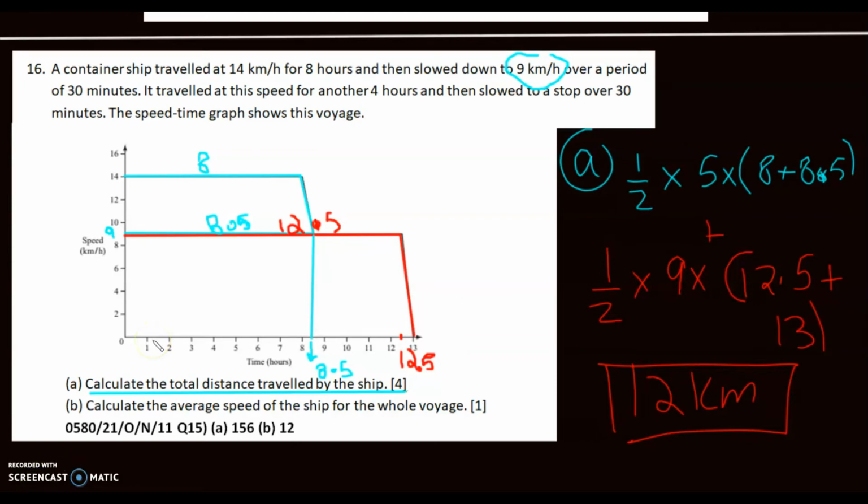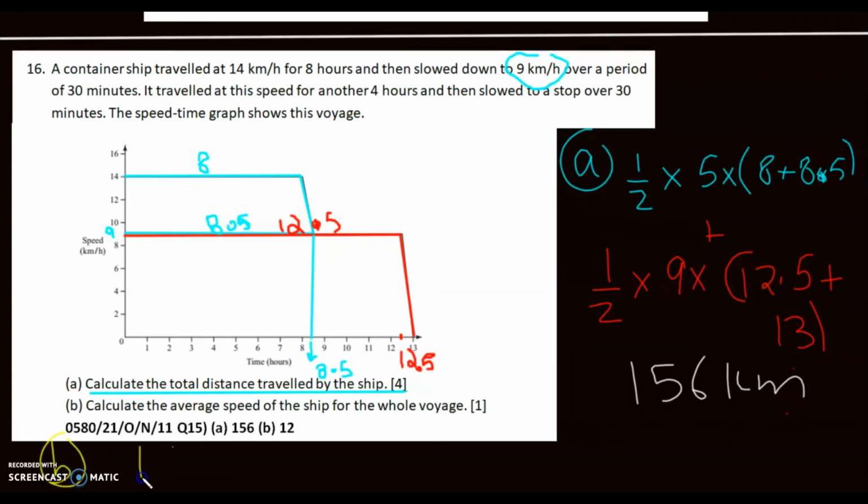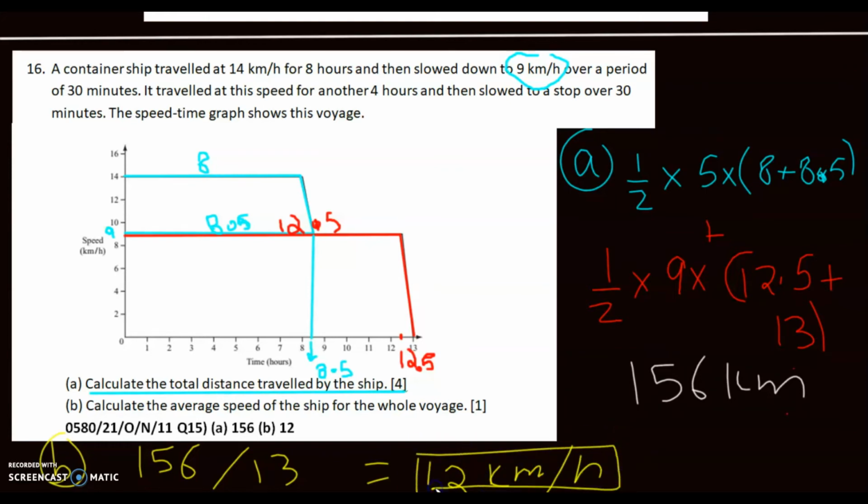No, not 12. It should be 156. Why did I write 12? I was just looking at the answer of part B. This should be 156 kilometers. Okay, then average speed for part B is total distance, which is 156 kilometers, upon total time. Time is 13 hours. What is the answer? 156 divided by 13. That's 12 kilometers per hour, the average speed.